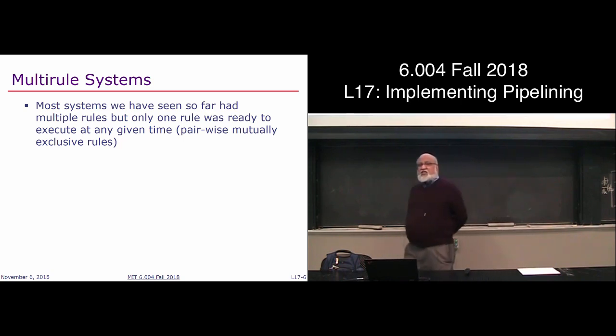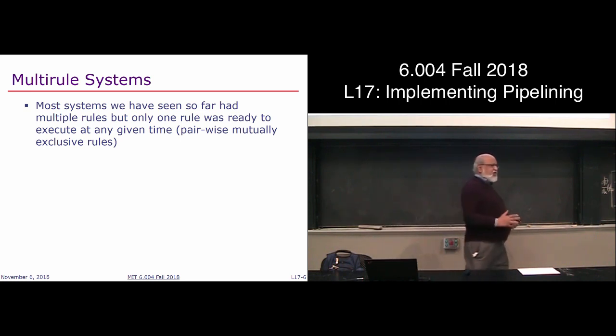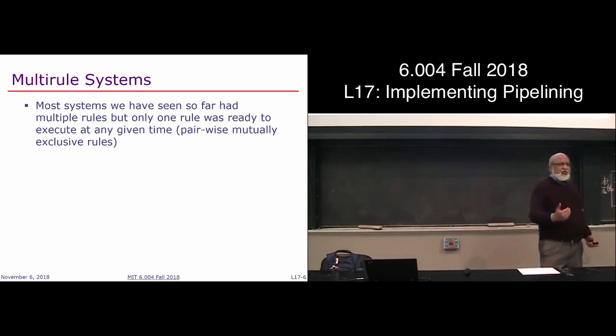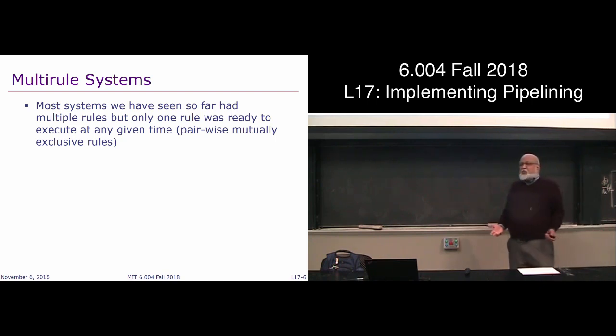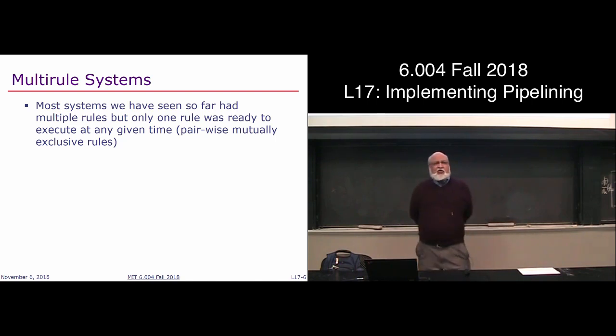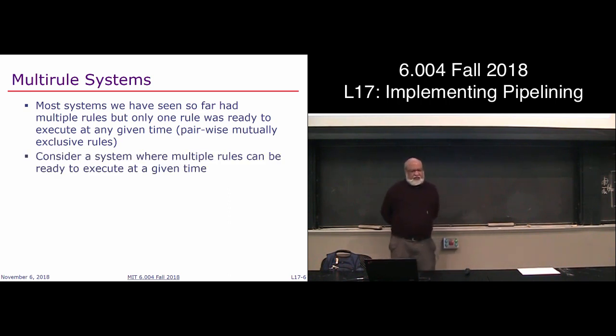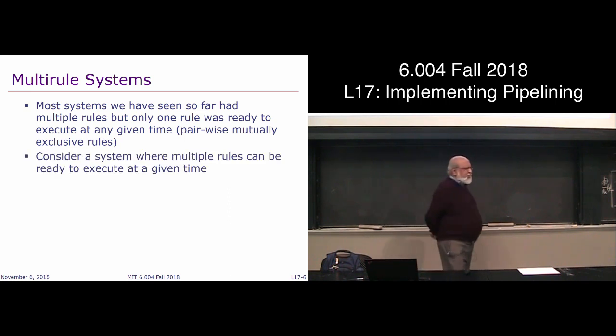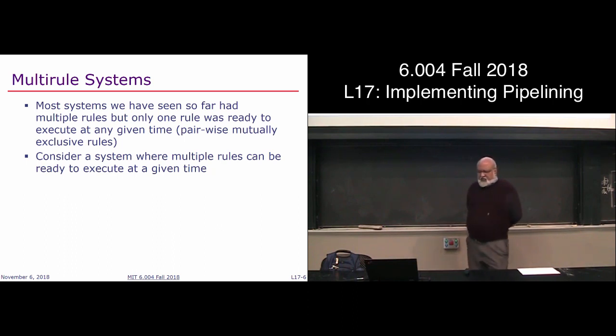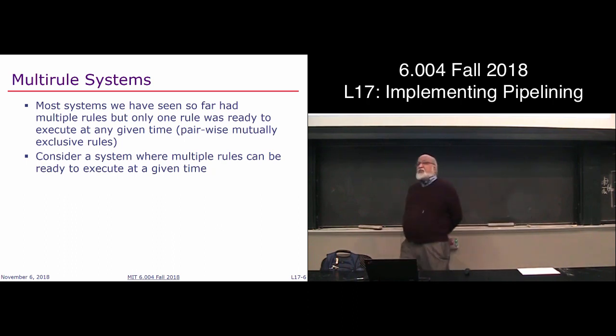But now we are interested in instruction pipelining and arithmetic pipelining. So we are going to be dealing with a new thing, which is multi-rule systems, where multiple rules may be ready to go. And you said, that sounds good. If multiple rules are ready to go, why not let them all go? Right? Well, problems. And that's what we want to understand. Right? So in multi-rule systems, consider a system where multiple rules are ready to go at the same time.